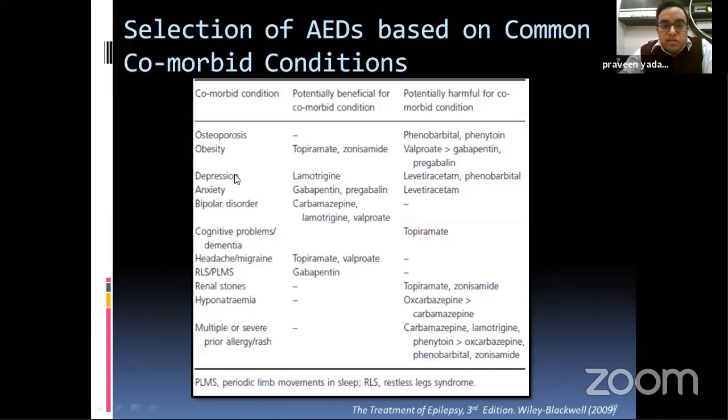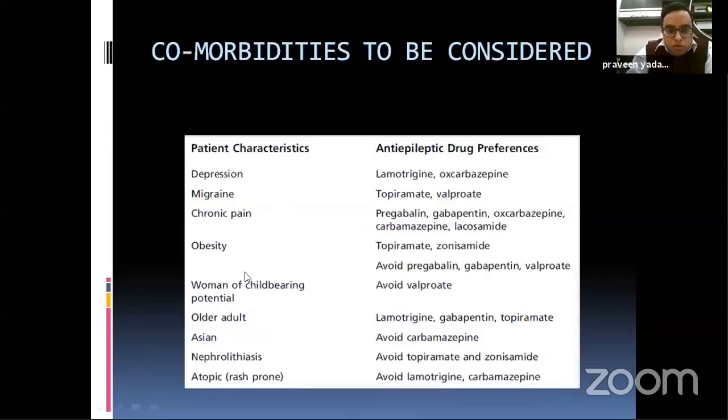Now, psychiatric illnesses, depression, anxiety, and all these illnesses, you avoid levetiracetam, phenobarbital, and perampanel, the new agent, because these can worsen the psychiatric symptoms. And if there is bipolar mood disorder, 3 drugs may be quite effective: carbamazepine, lamotrigine, and valproate because they have mood stabilizing property. So this I have already mentioned. Now here, one thing: in an older patient, lamotrigine may be a better agent, and in Asians you should avoid carbamazepine. It's said that because of the HLA association there may be higher chances of Stevens-Johnson syndrome.